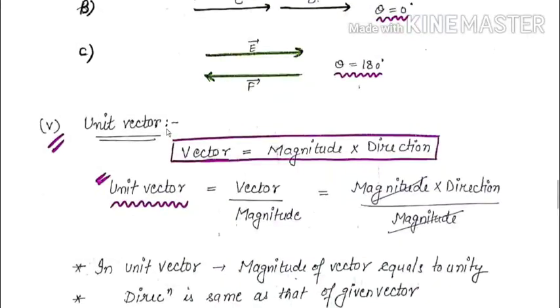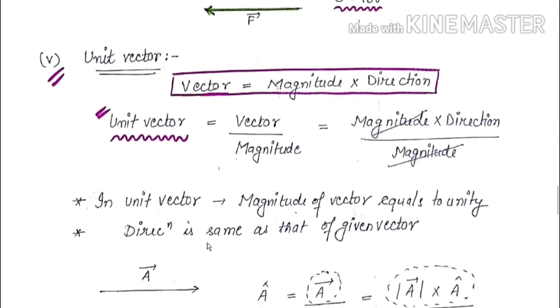Next is unit vector. Actually, a unit vector is what we get when we divide a vector by its magnitude. As you know, a vector is equal to magnitude into direction because it has two components, magnitude and direction. And unit vector is equal to vector divided by magnitude. As vector is equal to magnitude into direction, divided by magnitude, the magnitude cancels out. That means the unit vector tells you the direction. In a unit vector, the magnitude is always equal to unity and the direction is the same as that of the given vector.